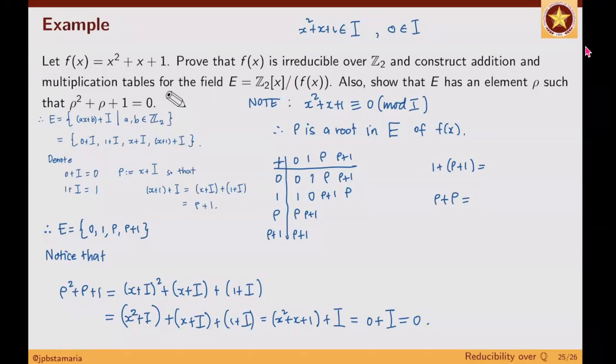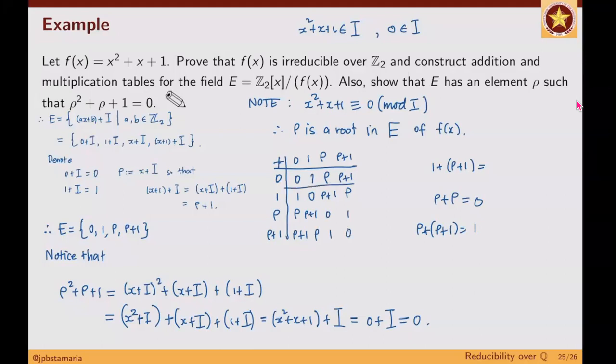2 rho. Pero ang 2 mo sa Z sub 2 ay 0, kaya ito ay 0. You see? Do you see that? Okay. Ano naman yung rho plus 1? Rho plus rho is 0, so therefore, this is 1. Rho plus 1 plus 1, rho na lang. Rho plus 1 plus rho, 1. Rho plus 1 plus rho plus 1, 0.